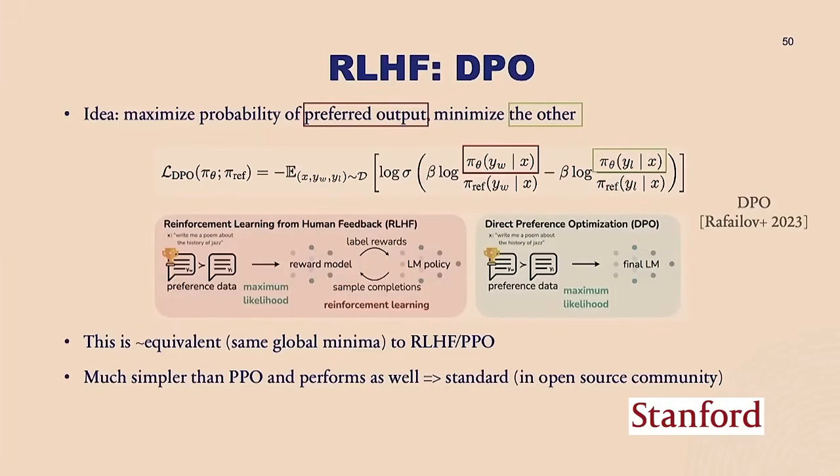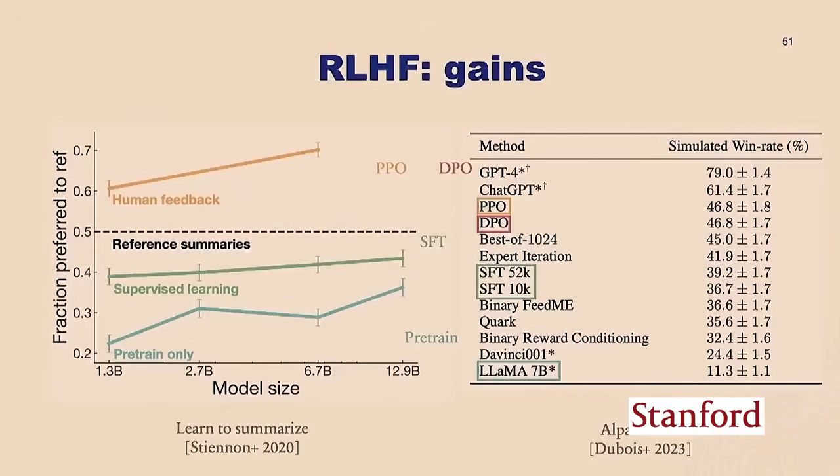So that's called DPO. Now, gains. Those are older papers on the left. Here, this is on a summarization task. All I want to show you is that the pre-trained models were okay, and they improve with scale. If you do supervised fine-tuning, you improve them a little bit more. If you do PPO or something with RLHF, with human feedback, you get performance that is oftentimes, depending on the benchmark, even better than humans. So this is the human reference summaries.